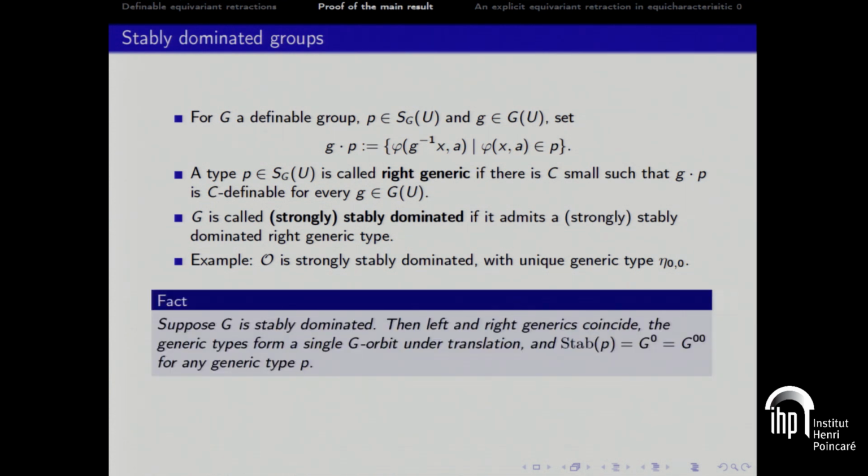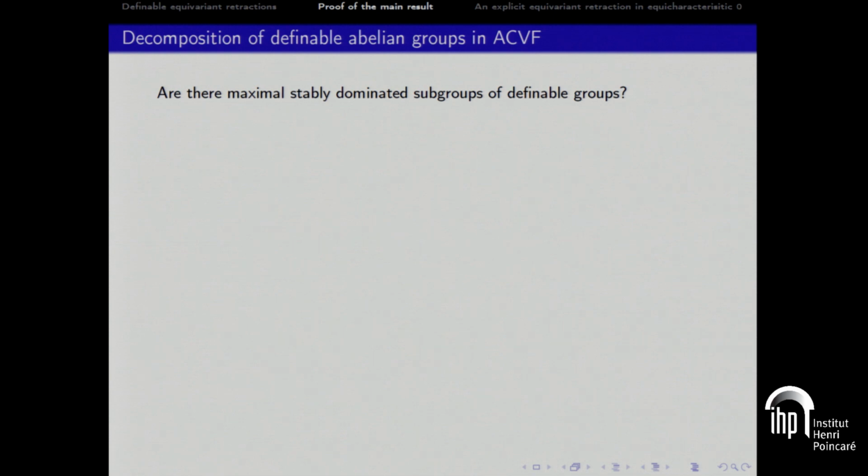And a fact, which is in the preprint by Ehud and Sylvain: if G is stably dominated, then left and right generic coincide. The generic types form a single G orbit under translation, and the stabilizer is equal to the intersection of all finite index definable groups. This is G0, but also equal to the smallest type-definable subgroup of bounded index, which is G00. G is called connected if G is equal to G0. Good. Now a question: is there a maximal stably dominated subgroup in a definable group? That's what we want to chase.